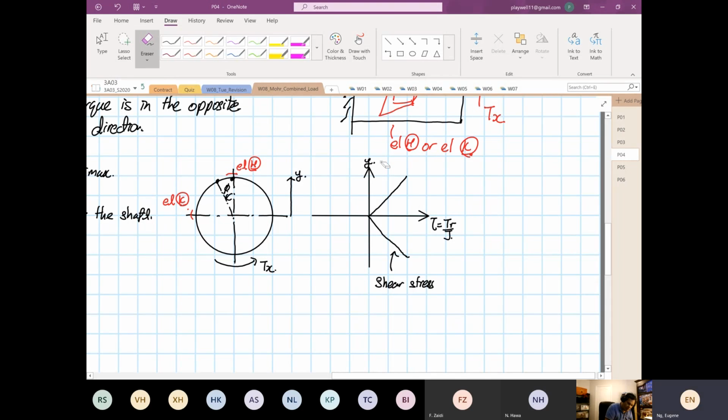I will not call it y. I do apologize, I call it the radius. So this is the shear stress distribution due to TR over J, due to torque, where shear is equal to TR over J, right?